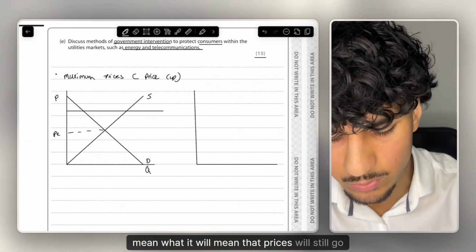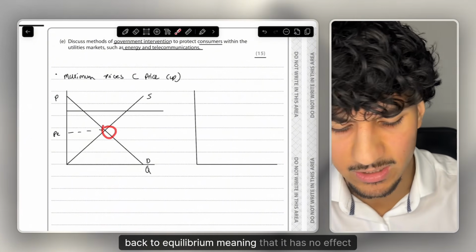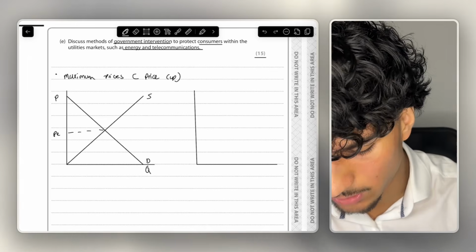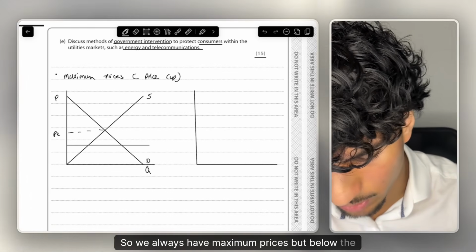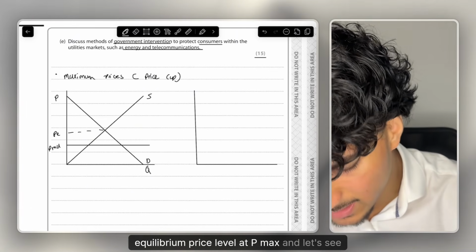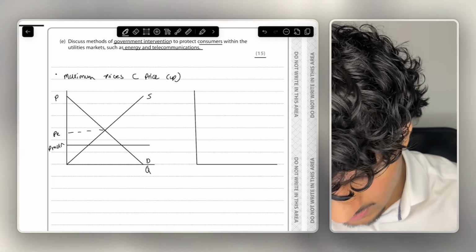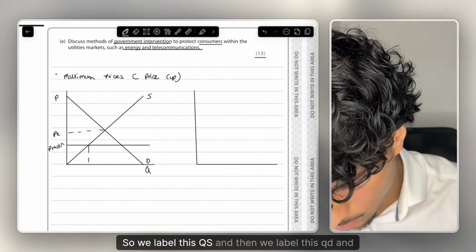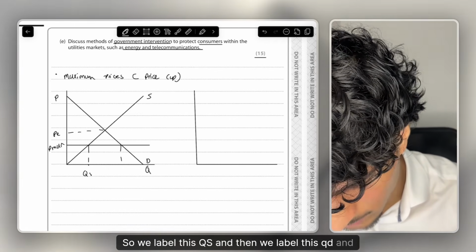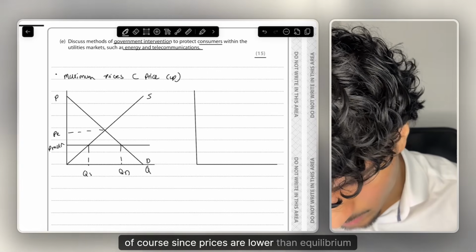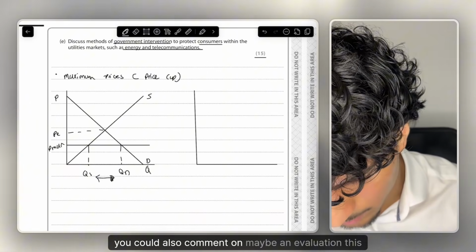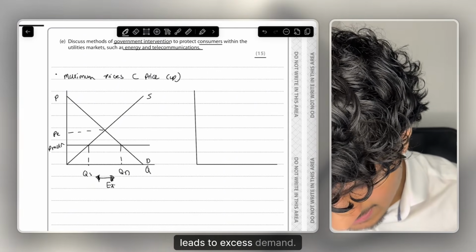It will mean that prices will still go back to equilibrium, meaning that it has no effect on the market. So we always set maximum prices below the equilibrium price, label that P max, and let's see what this causes in the market itself. So we label this QS, and then we label this QD, and of course, since prices are lower than equilibrium, you could also comment on maybe an evaluation. This leads to excess demand.